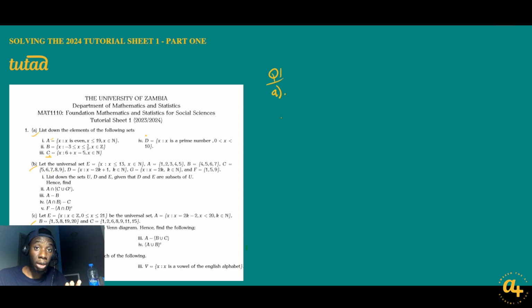Okay, so the next part that we're going to be looking at now is Roman numeral 4. In Roman numeral 4, we're being asked to list down the elements of the set D. And how has it been described? It's been described in such a way that we say all elements X such that X is a prime number and 0 is less than X and X itself is less than 10. So these are the conditions that we've been given.